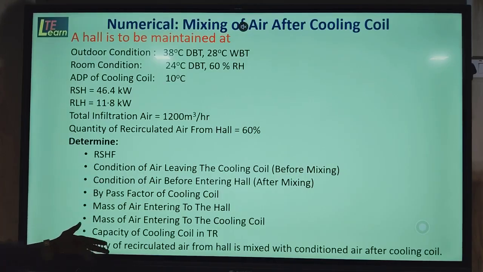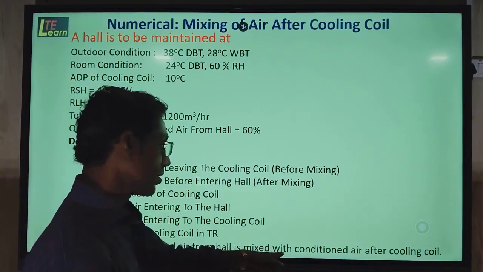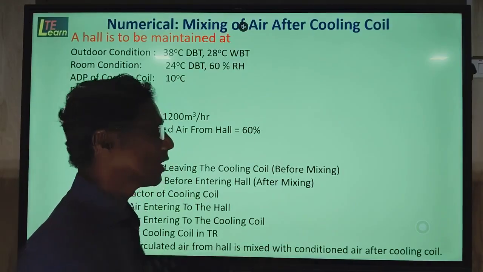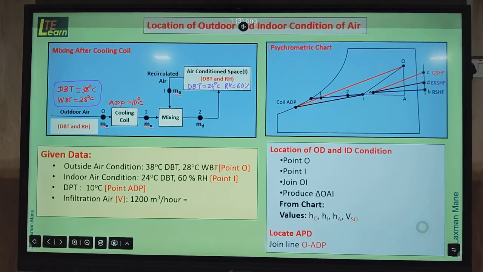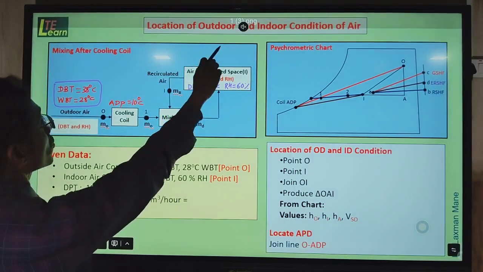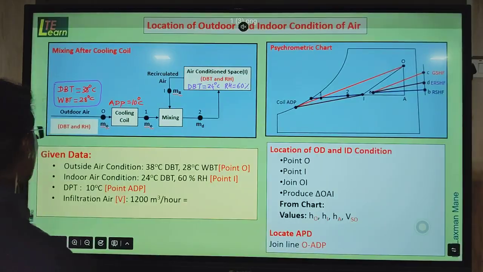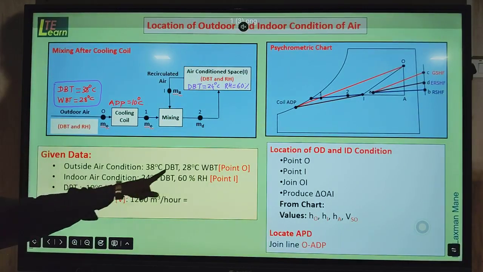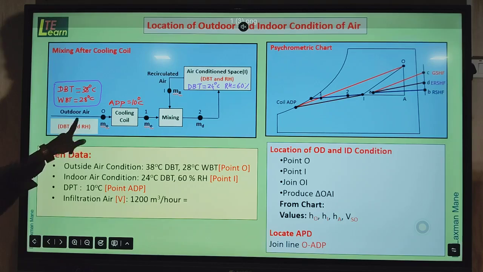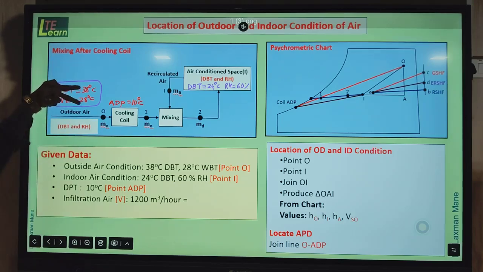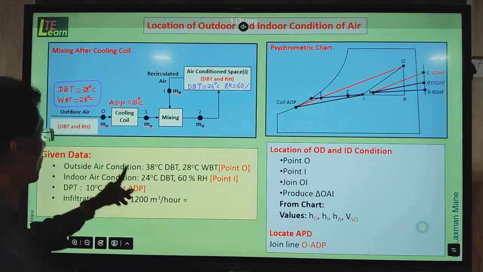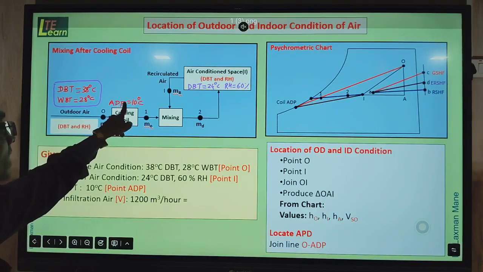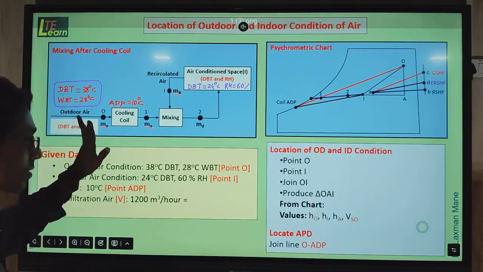And the case is what? That is, mixing of air is done after the cooling coil. So let us see the block diagram. First of all, to locate the outdoor and indoor condition of the air, let us use the given data. So outdoor air dry bulb and wet bulb temperature is given, we write here. Indoor condition is given, we write here. Then surface temperature, that is ADP, is given, that we write here.